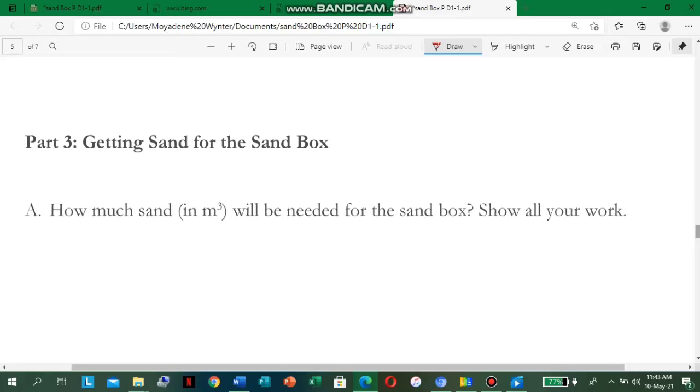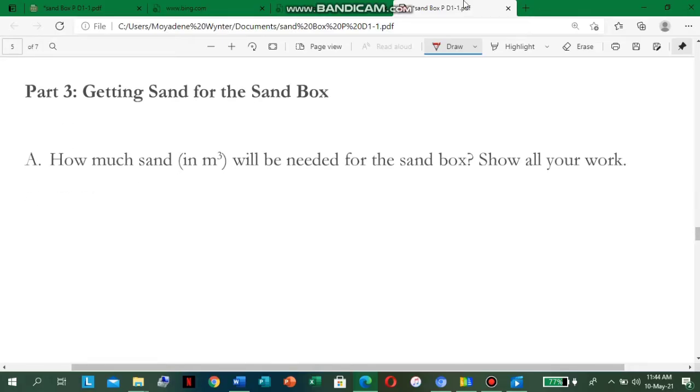How much sand in cubic meter? We don't read this as meter cube. It's cubic meter. So how much sand in cubic meter will be needed for the sandbox? Show all workings. All right. So how are we going to do this now? How much sand in cubic meter will be needed for the sandbox?